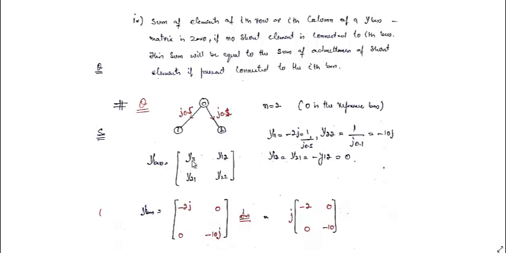So Y bus will be equal to Y11, Y12, Y21, Y22, that is equal to minus 2j, 0, 0, minus 10j. If I take the j out from this matrix, it's minus 2, 0, 0, minus 10. This is the Y bus for this system.